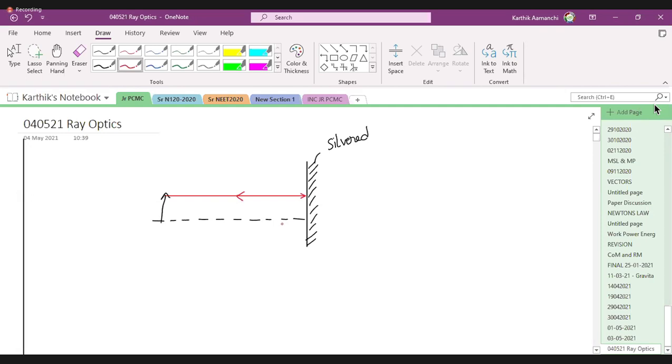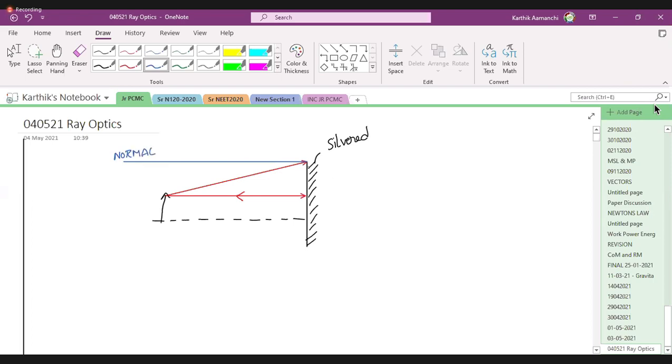Clear? Yes, sir. Now there will be a light ray which will be going like this and hitting at this point, right? So for this surface, this is your normal.